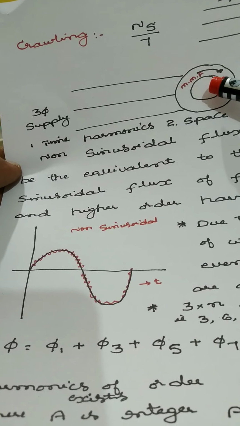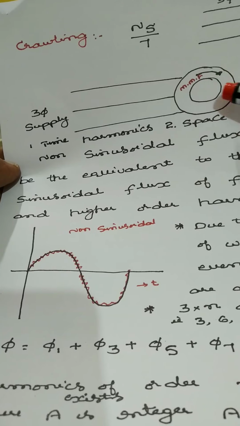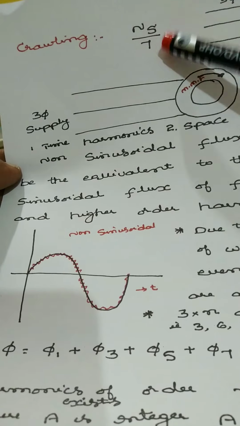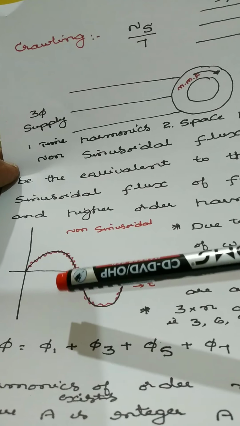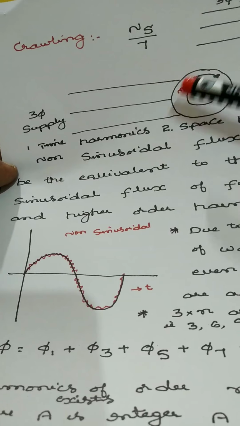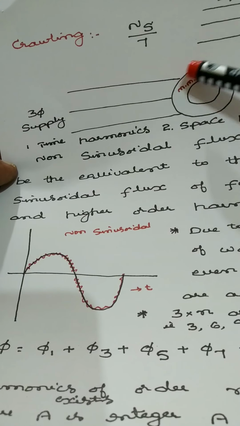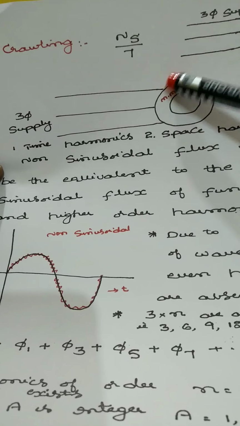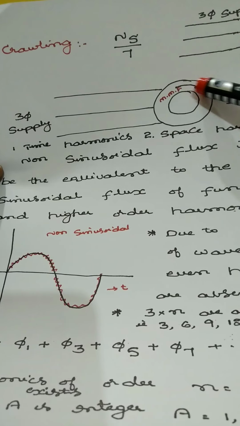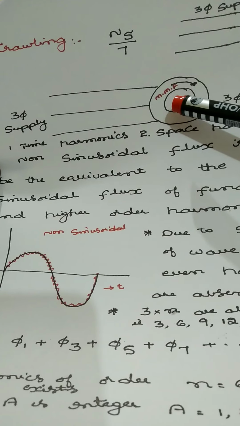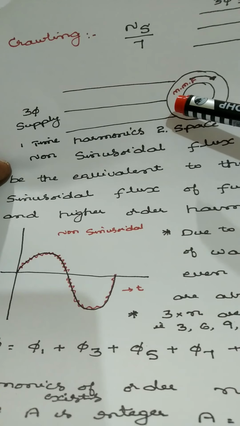So harmonics will be there, and that is the reason this phenomenon occurs. Now we shall analyze it one by one. I already told you that with the three-phase supply, due to the non-linear magnetization characteristics, we get a non-sinusoidal waveform. We analyze this non-sinusoidal waveform using Fourier analysis.